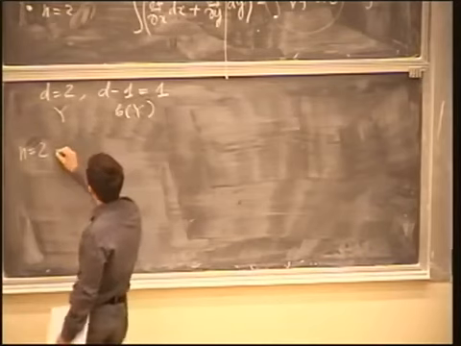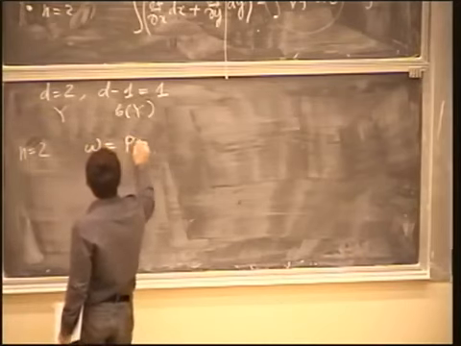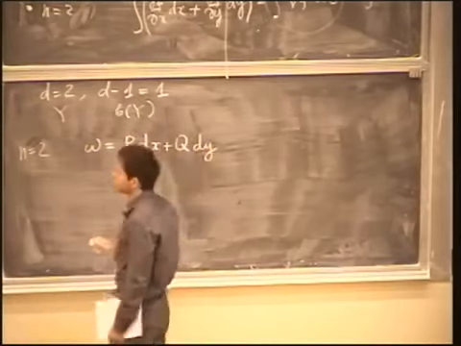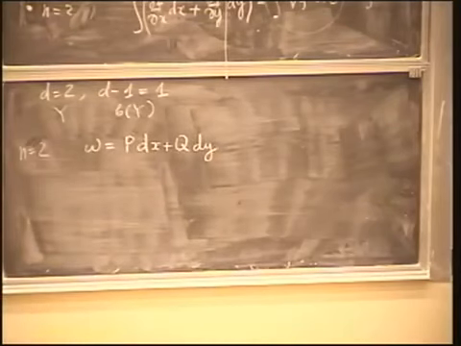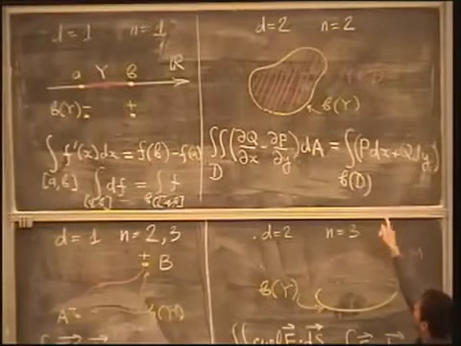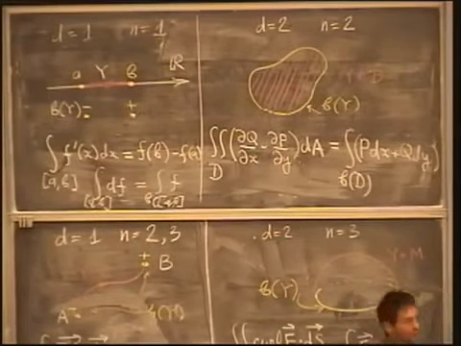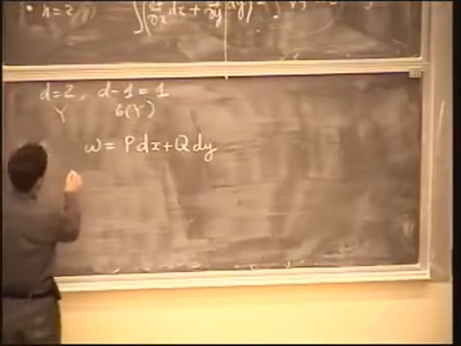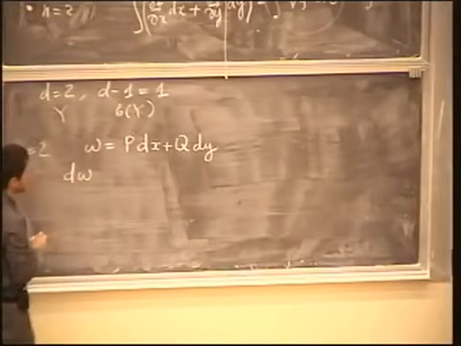In this case, omega is going to be the following expression, p dx plus q dy, which is exactly what's written here. Again, you could think of this as a line integral of the vector field with components p and q. But actually, when I wrote this down, I already wrote it in a way which we need. P dx plus q dy. So what is d omega in this case?